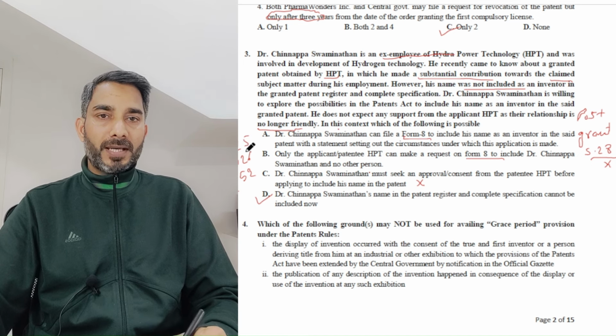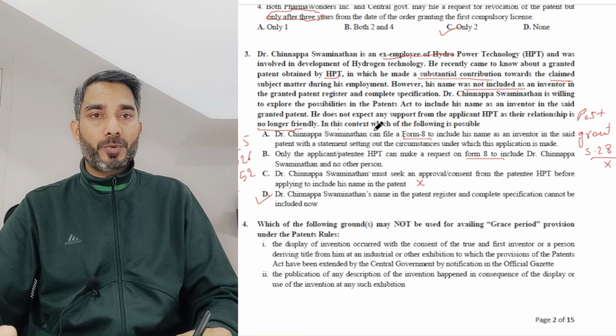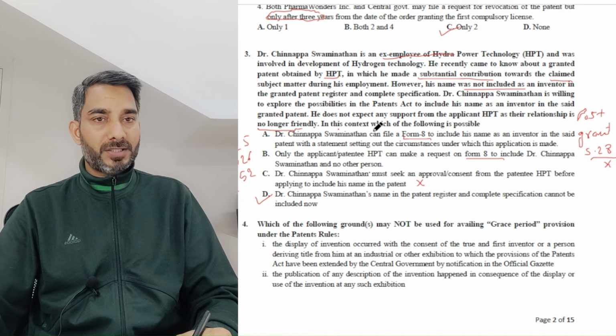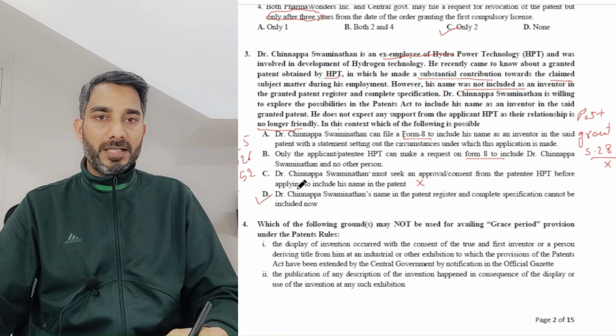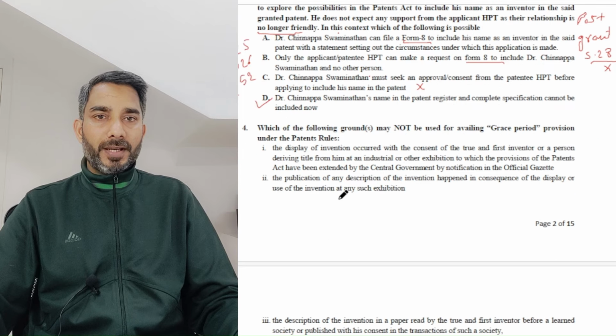So wrongful obtainment can help us to get the patent in our name for the portion of the claims that were contributed by us. Section 26 also helps us with that, and section 52 also helps us with that. But given the choices, I think D is sufficient. Let's move on to the next one.